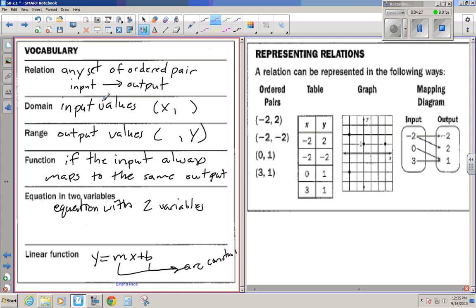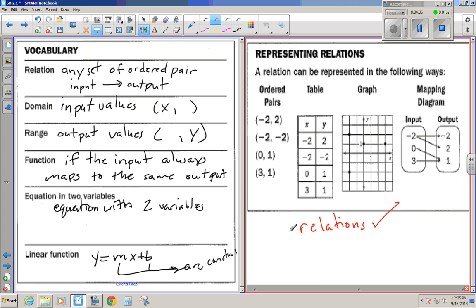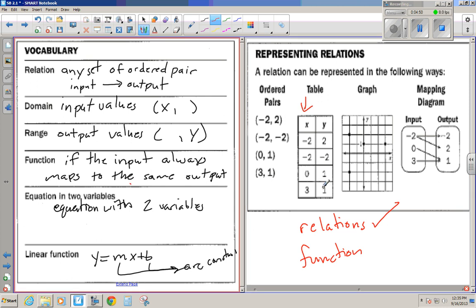Now, one thing I want to point out with the definition. All of these are relations, but is it a function? So we look. If the input, so here's the input, always maps to the same output. So 3 goes to 1, 0 goes to 1. It doesn't matter that these numbers repeat. It only matters if these numbers here repeat. So if negative 2 goes to negative 2, then that means negative 2 here has to go to negative 2. Since it does not, this is not a function.